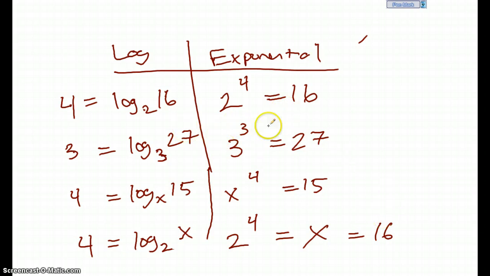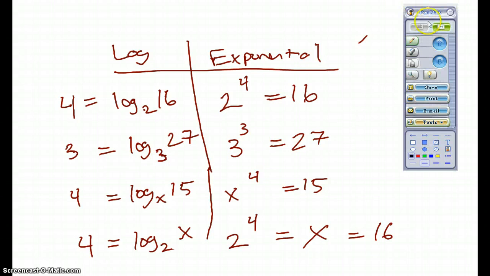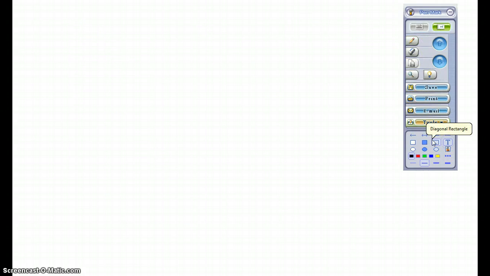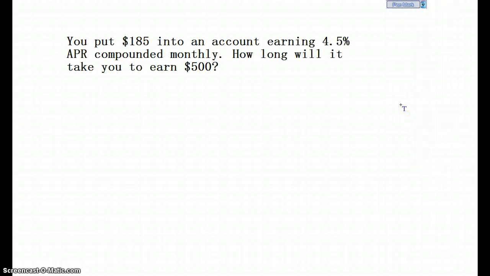So it's kind of convenient going back and forth between the two notations. Now, as one final note, what if I have something like this? Let's say we know that in an interest problem, you put $185 into an account earning 4.5% APR compounded monthly. You want to know how long it will take you to earn $500.